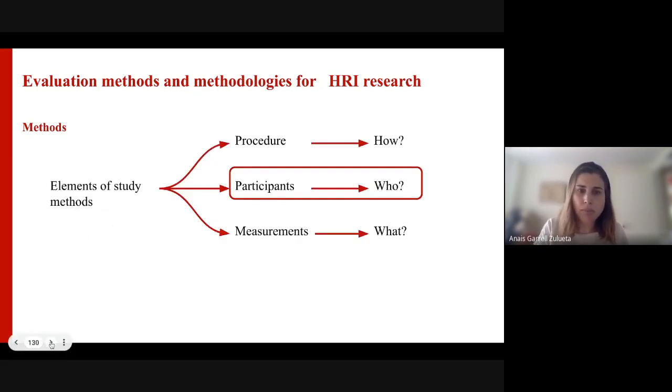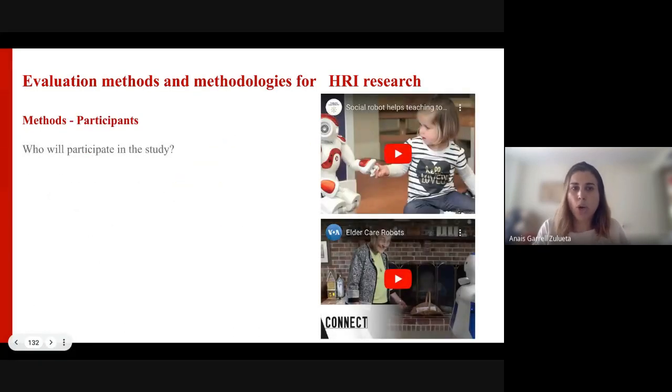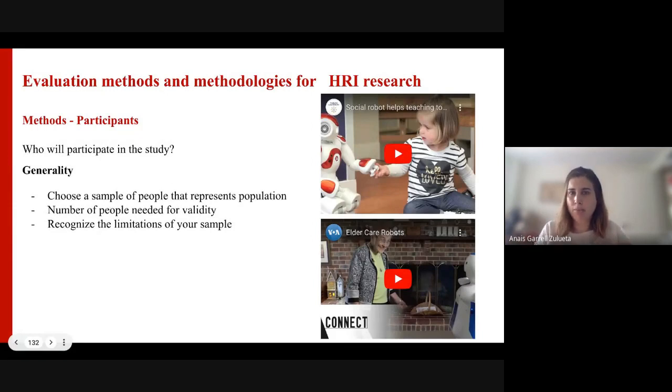Then the participants. You have to look for participants that are representative of the people who will interact with the robot. For instance, if you work with children with autism, you have to run the experimentation with children with autism, not elderly people. Then you have to decide the number of people needed for validity. Usually, I would recommend around 20 to 30 people.